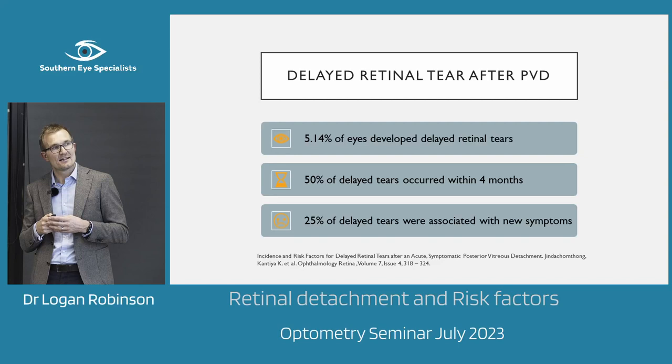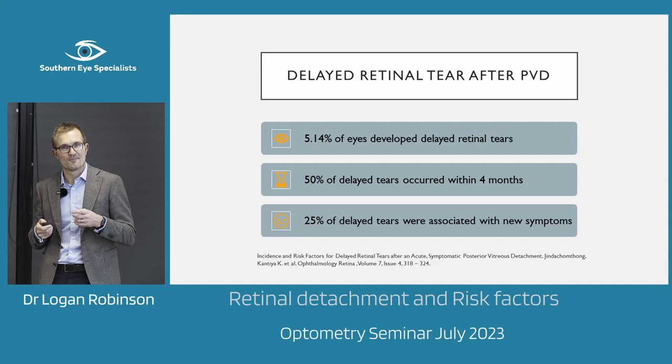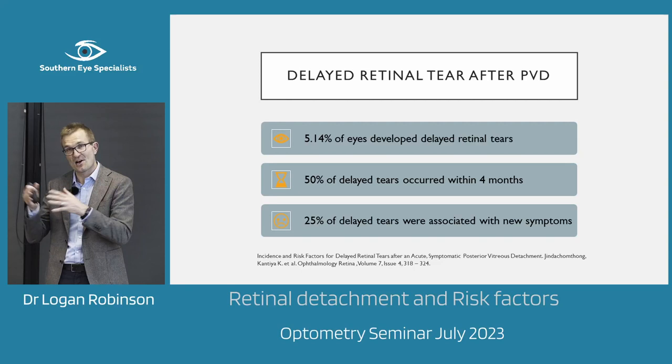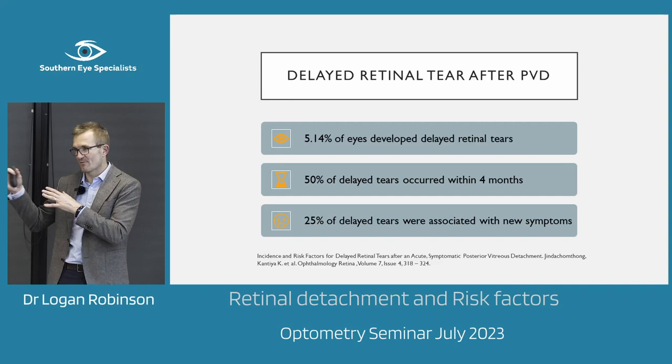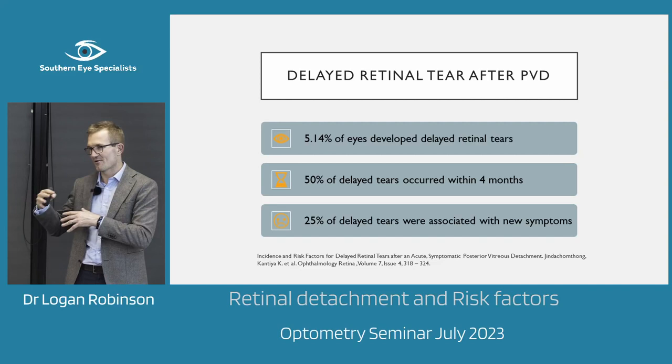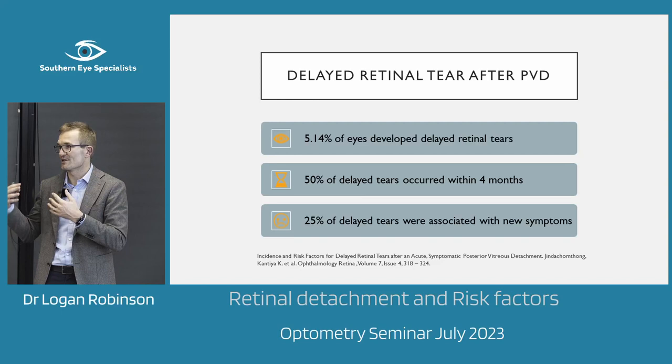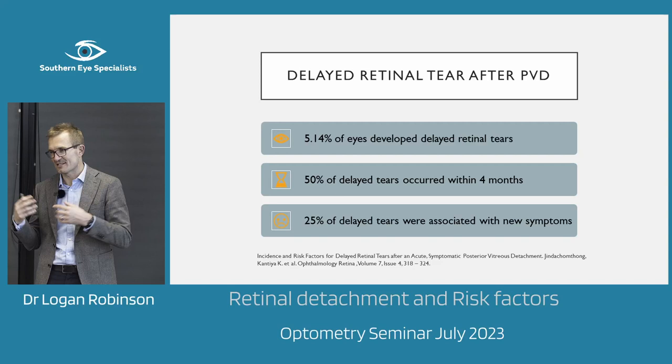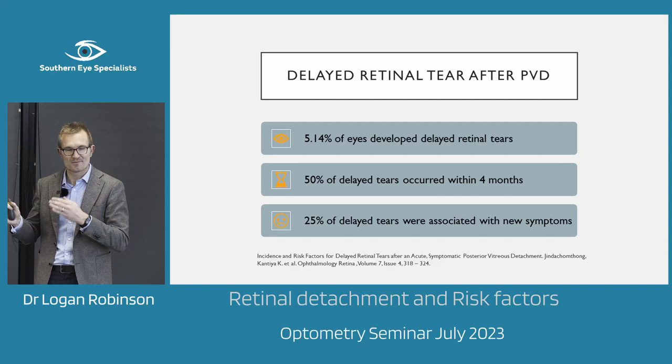So again, there's a reasonably high risk of having a delayed retinal tear, 5%. In the other study, it was about 3 or 4%, but still a reasonable number will have a tear diagnosed after that initial presentation. Most of them were within the first 4 months, and in the other study, again, most were in that first 3 or 4 months. And the slightly sad, but interesting thing for me was that I'd always warn people about new floaters and reduced vision and a shadow in their vision, but only a quarter of these people had new symptoms when their delayed tear was diagnosed. So again, often they're asymptomatic when these are picked up. So again, it makes you think perhaps we should be following these people up a little bit more than we might.